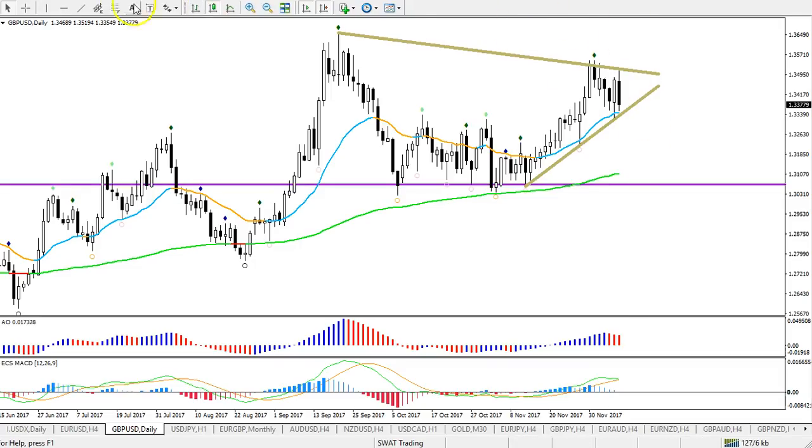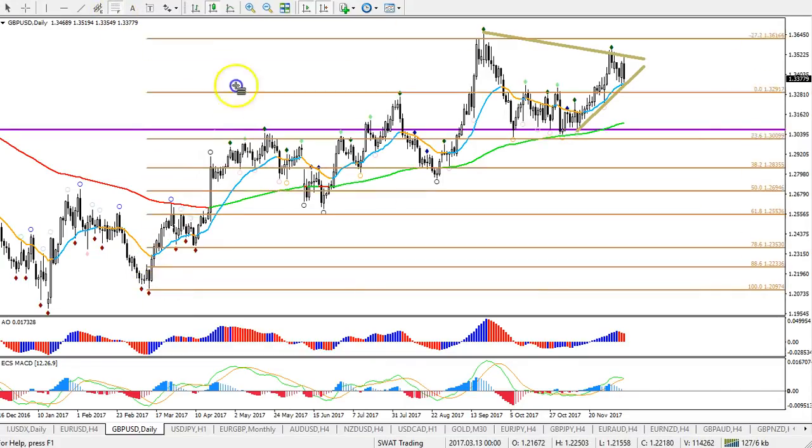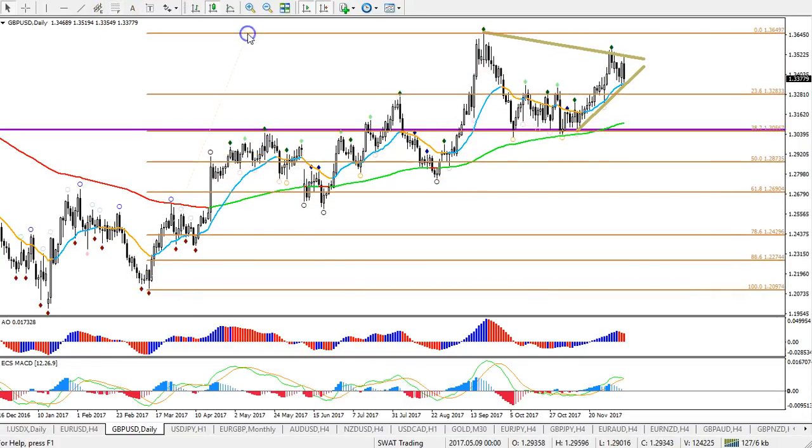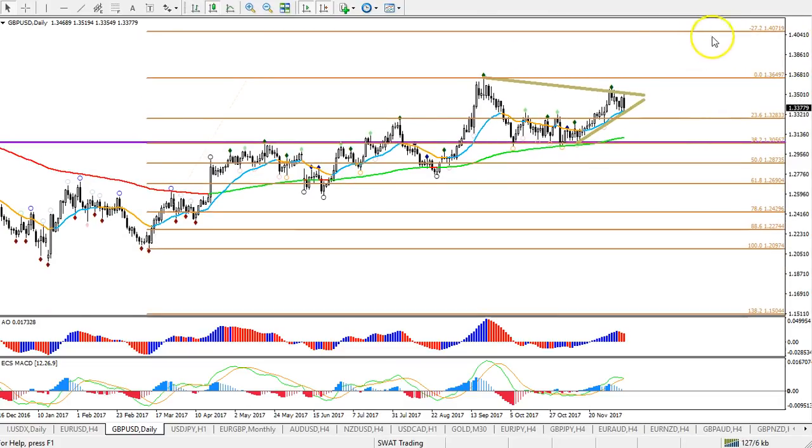And if it breaks to the upside, then we can start putting a fib maybe on part of this move to the upside. Maybe we could put a fib from here to here, for instance. 38.2 fib, as you can see. And the target, the minus 272 target, will be around 140.70. So that could be the breakout target to the upside.